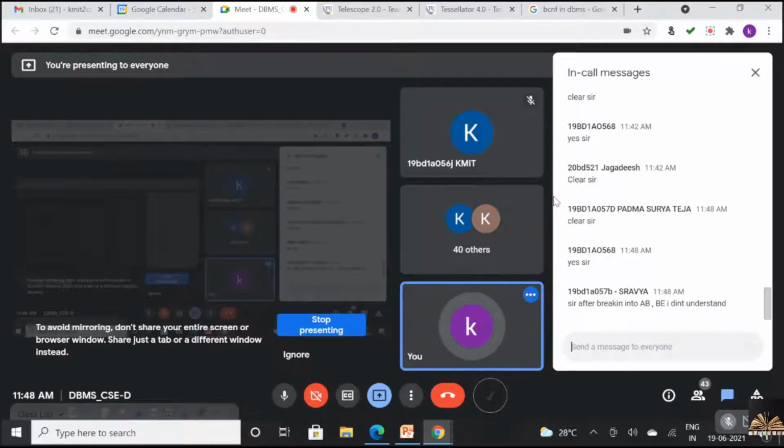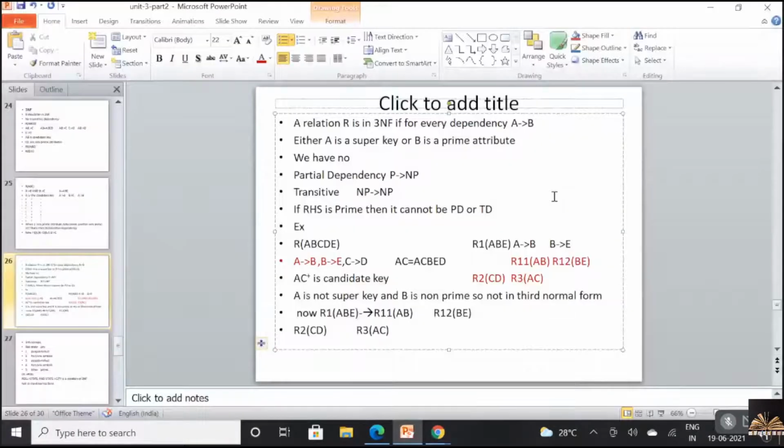After breaking into AB, BE, I didn't understand. Okay. Amma, whenever I'm looking at R1, I hope you are clear with the forming of R1. Since A implies B is a violation of 3NF, I'm making that into AB. Now using AB, whether I'm able to get any other attributes. Yes, I'm able to get E. Using B, I'm able to get E. So my relation R1 is consisting of 3 attributes.